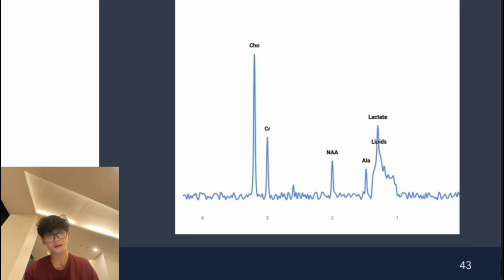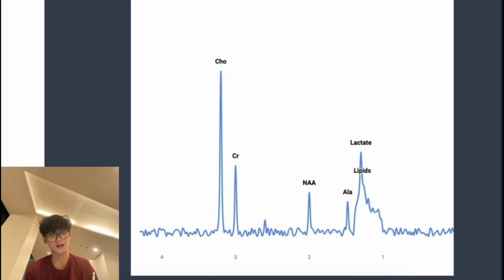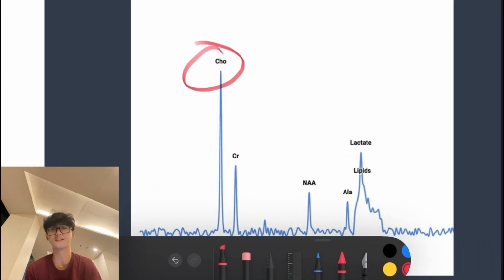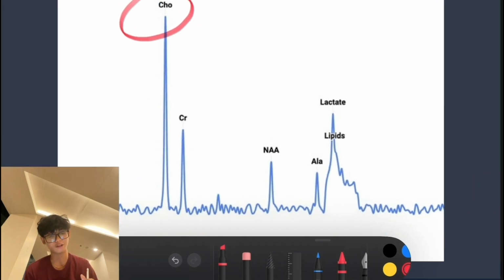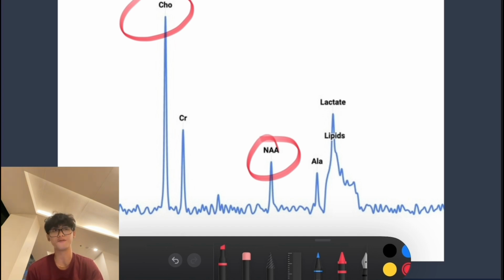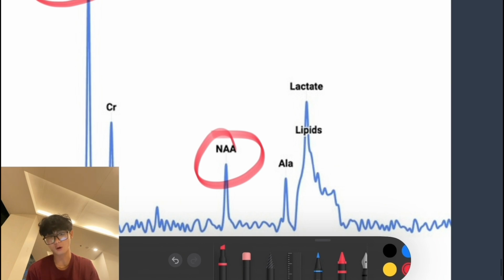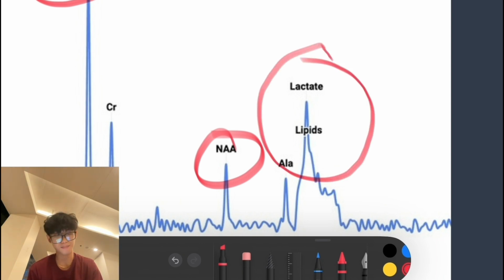For high grade glioma, as you can see from the graph, it has an elevated choline, which means that there is a high cell turnover, so the formation of a tumor is possible, and a slightly reduced NAA, which means that there is neuronal destruction because of the transformation of normal cells into the tumor. And aside from the choline and NAA, we also have a slight increase of the lactate and the lipids.